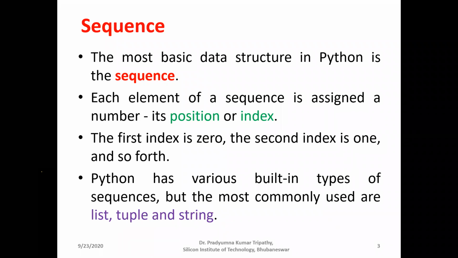Python has various built-in types of sequences, but the most commonly used are list, tuple, and string. There are different ways sequences can be made. These are built-in types. Mostly we use list, tuple, and string. String we have already read, and we know the operations on strings. Now we'll go on to read list and tuple.